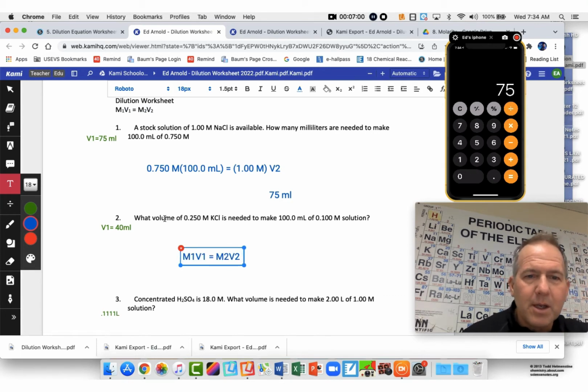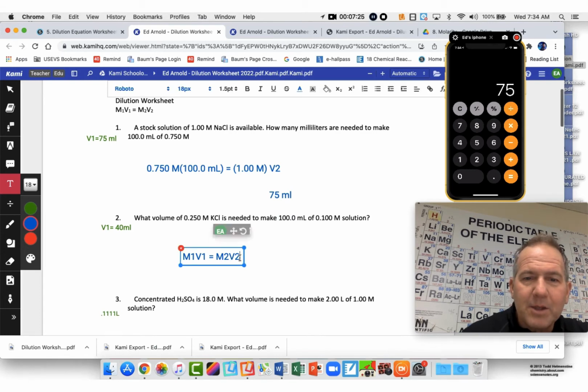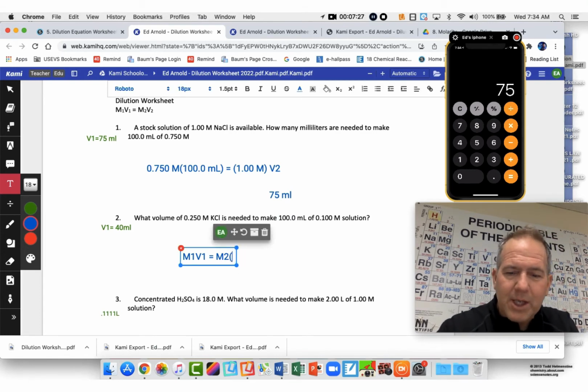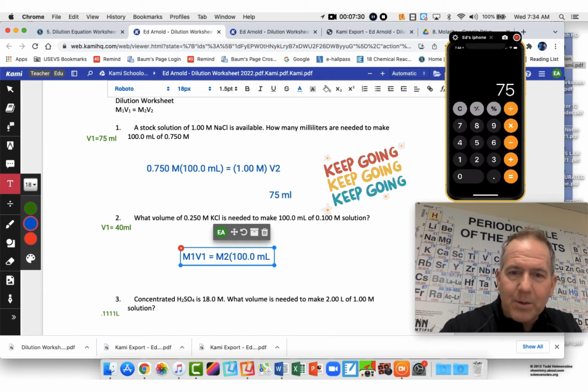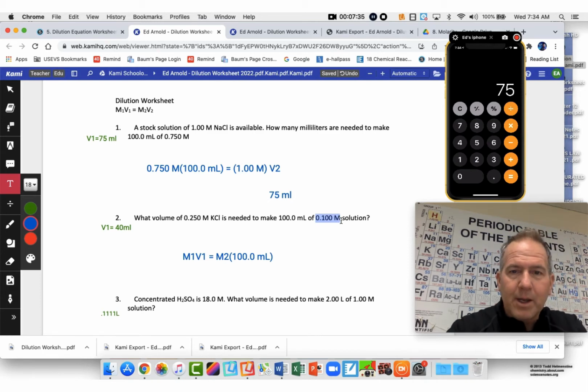What is the volume, so we're looking for V again, of 0.25 M KCl needed to make 100 milliliters of 0.1 molar solution? Here's our pair, the 100 and the 0.1. Let's put them in. This is a V, 100 milliliters. If you can type faster than you can copy and paste, more power to you. I'm going to put that one on this side this time. It doesn't matter as long as I keep my pair together. That's what's important. And I'm going to put the molarity right here for M2.